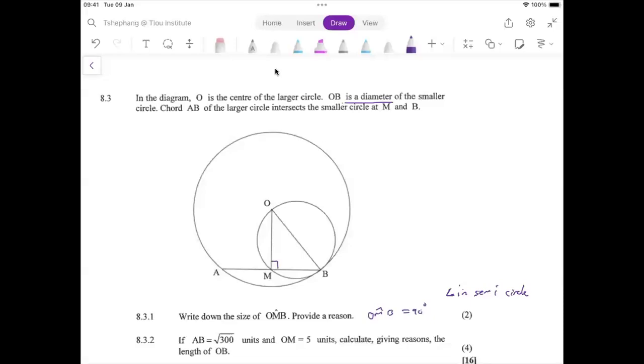Okay, there's a lot of questions in the chat. Let's just address them before we carry on. So what about OM is perpendicular to AB? OM is perpendicular to AB, but how do we know? We don't know that OM is perpendicular to AB. Is that given maybe? No, it's not given. So we can't just say that.